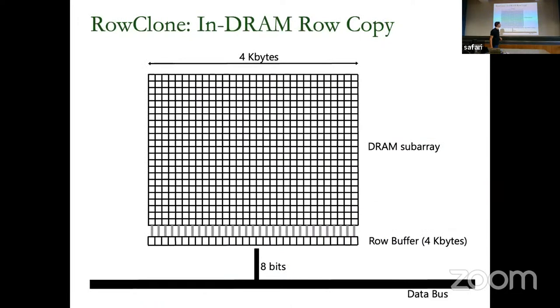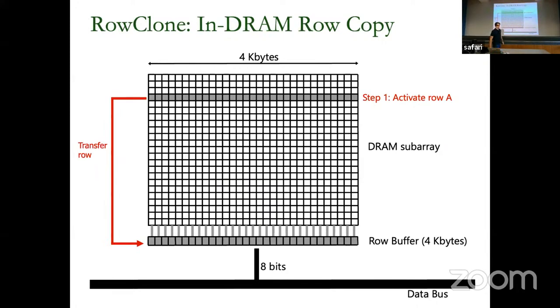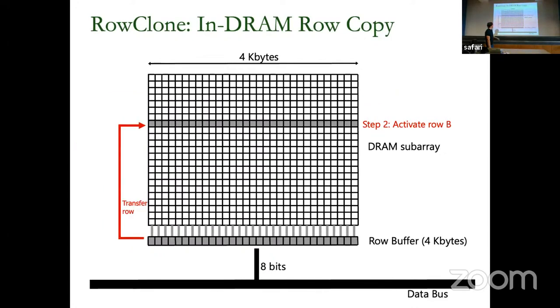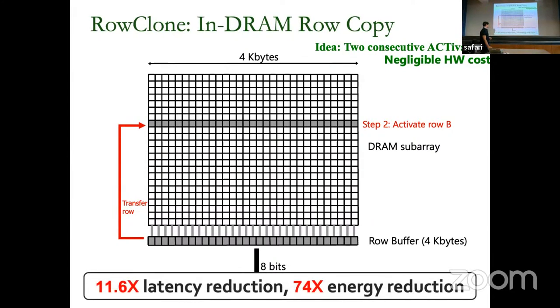What's the basic idea of RowClone? In reality, it's pretty simple. Imagine that this is a DRAM subarray, and you have here the sense amplifiers, the row buffer. The basic idea is to activate the row, open the row, which means that you transfer the row to the row buffer, and then next, write to a different row. You activate row B, and what that makes is that you transfer the row from the row buffer to the destination row. So observe that this is a super simple idea. It only needs two consecutive activates. It has negligible hardware cost. As you can see, this seems very feasible for existing DRAM chips, right? And indeed, we're going to talk later about the work that has shown how to do this in real chips using off-the-shelf DRAM DIMMs. And it provides a very large latency reduction and energy reduction.